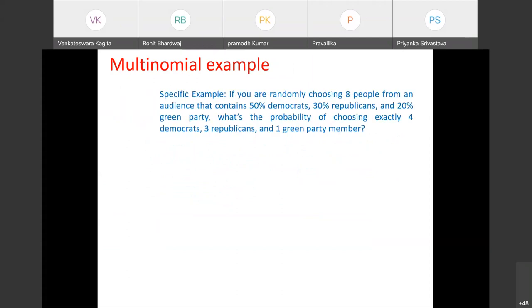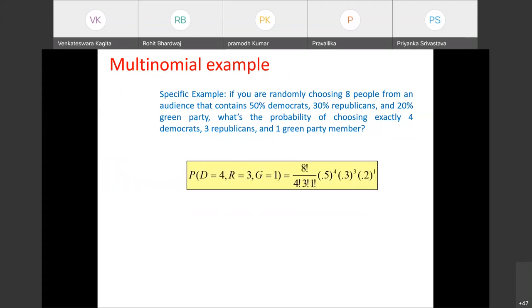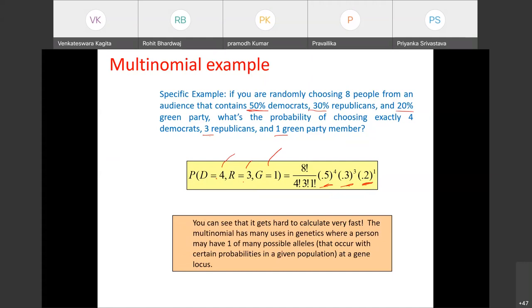So let's take an example. Suppose you are randomly choosing 8 people from an audience that contains 50% Democrats, 30% Republicans, and 20% Green Party members. What is the probability of choosing exactly 4 Democrats, 3 Republicans, and 1 Green Party member? So what is the probability that D equals 4, R equals 3, and G equals 1? The probability of D is 0.5, of R is 0.3, and of G is 0.2. Take the power of the corresponding numbers: 0.5 power 4, 0.3 power 3, 0.2 power 1. So you would get this probability. This is how you can compute the multinomial.